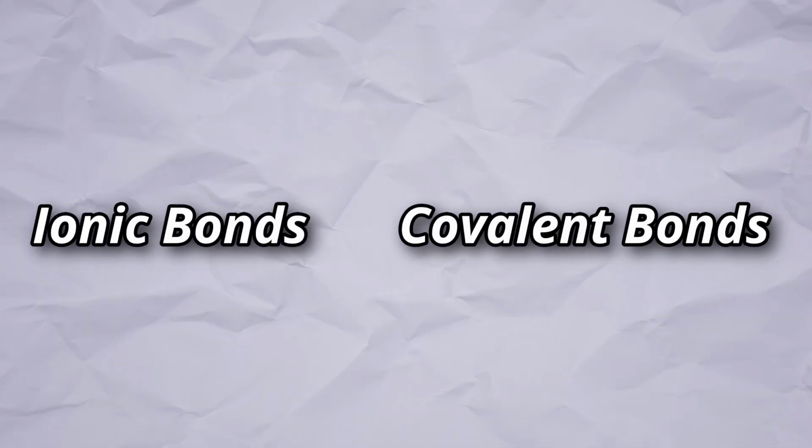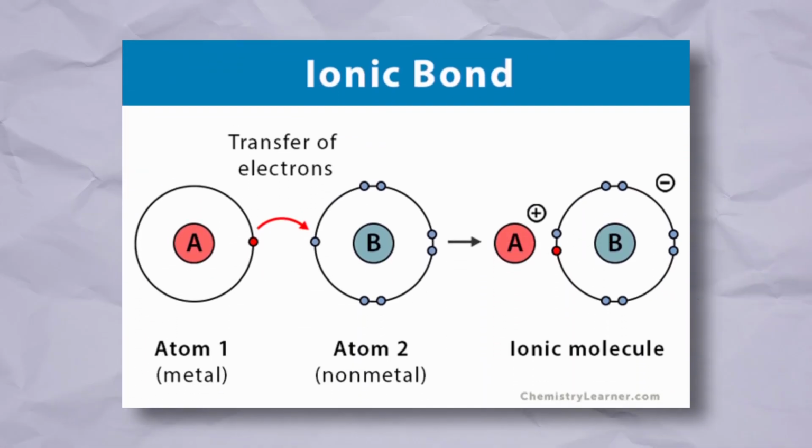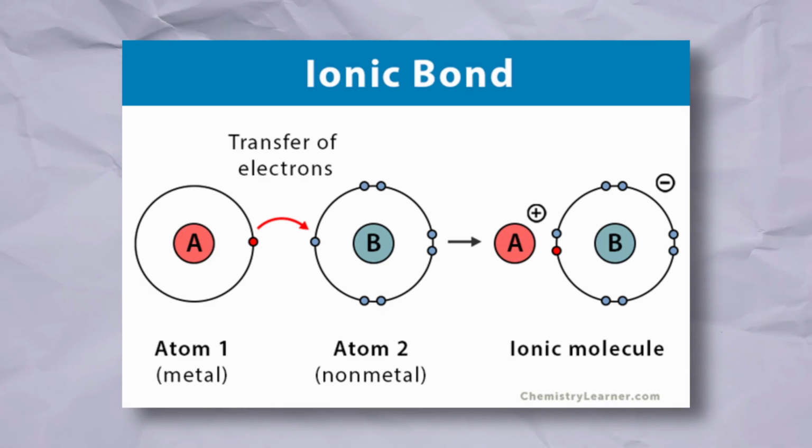The two types of bonds are ionic bonds and covalent bonds, and there's a pretty distinct difference between the two. Ionic bonds are when a metal and nonmetal combine, and one atom gives an electron to the other atom to fill the octet of the other atom.